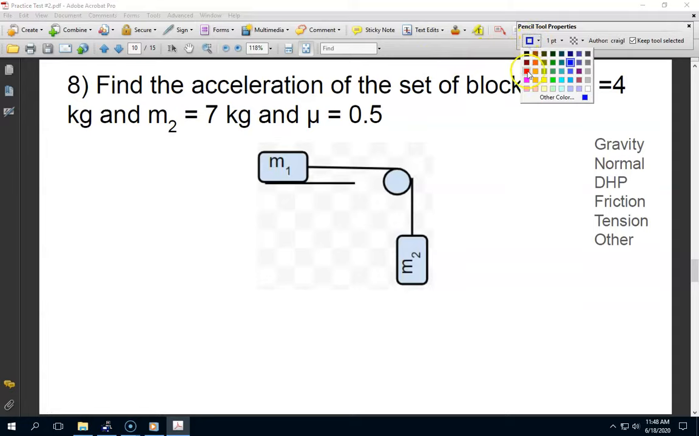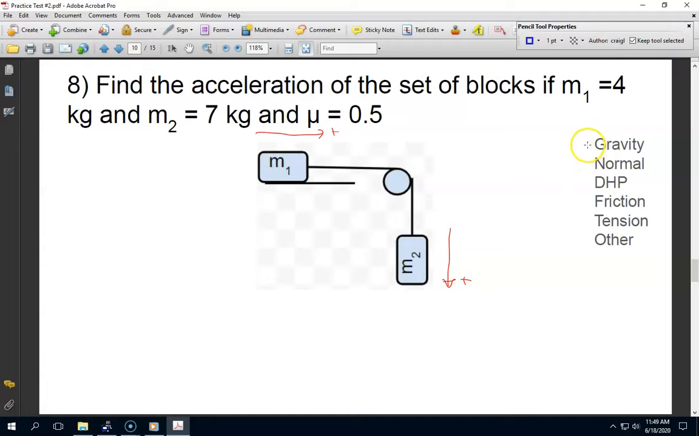It's kind of good to figure out your directions before you get too far into this thing. This block is going to move to the right, and this block is going to move down. And that locks in our coordinate system. Both blocks need to move in the positive direction. When I think about these forces for mass 1, the gravity and the normal force are going to cancel each other out. Gravity pulls down, normal force pushes up, same thing. I don't need to worry about it. I don't need a downhill pull because it's on a flat surface.